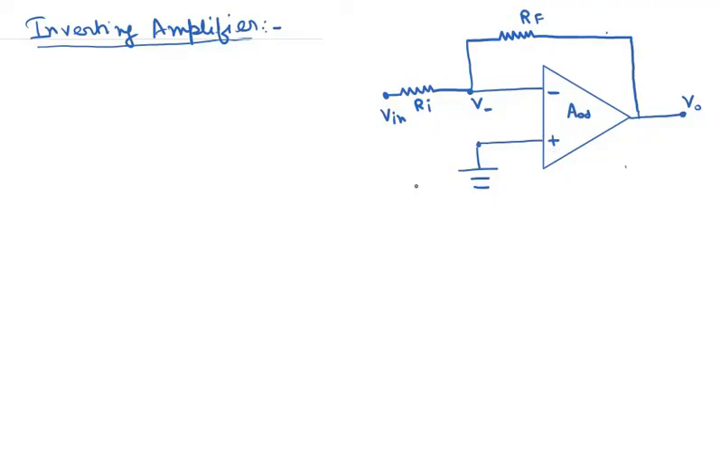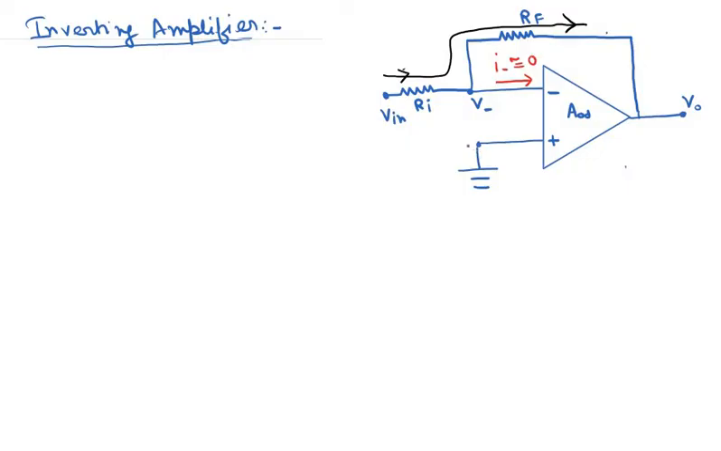Now we know that no current can flow into the op-amp. So this I minus, which is the current into the inverting terminal, is approximately equal to 0. This means that all the current flowing through this resistor Ri must be forced to flow through this resistor Rf, because no current can flow into the op-amp.